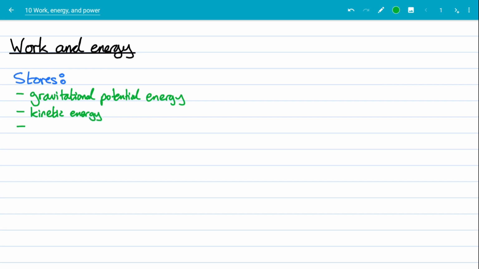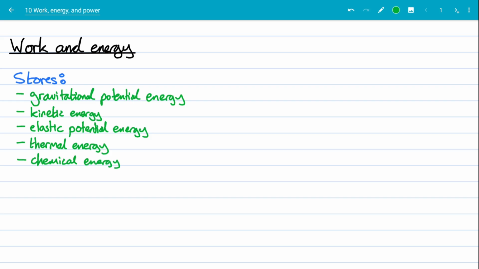We also had the elastic, and it sometimes was called elastic potential energy store. I'd prefer to just call it elastic energy, but okay, I suppose you can have an elastic field. So elastic potential energy, that's the terminology we used at GCSE level. We also had thermal energy stores, and we had chemical energy stores.